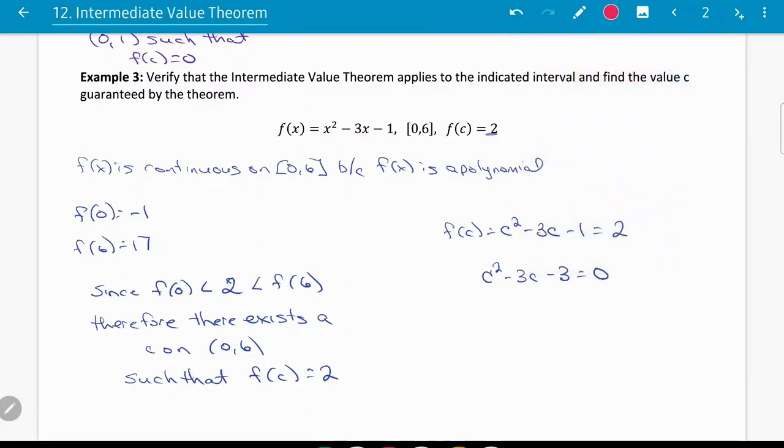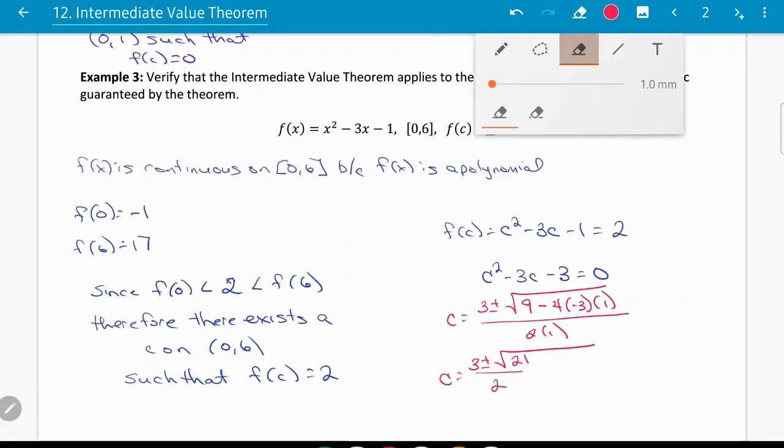And now we need to use the quadratic formula for this because it doesn't factor nicely. So c equals 3 plus or minus the square root of negative 3 squared, so 9, minus 4 times negative 3 times 1, over 2 times 1. And so we have c is equal to 3 plus or minus the square root of 9 plus 12, so square root of 21 over 2. Let me clean up that square root just a little bit.